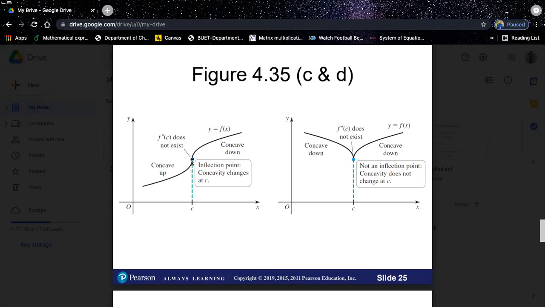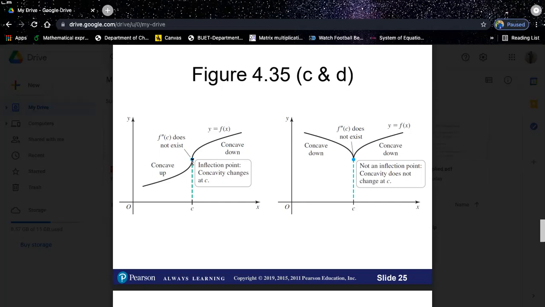But even if we have an inflection point somewhere, the second derivative might not exist at that point. Now, what does that mean? We have seen this for critical points as well.